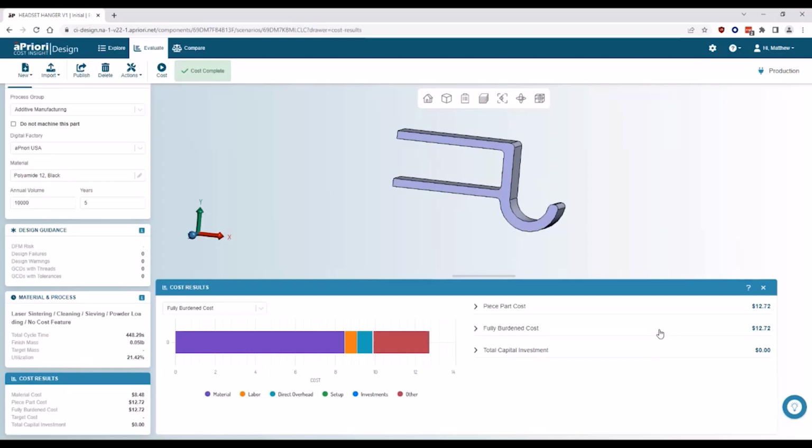That being said, though, $12.72 is still very high compared to our ideal target cost of $5. So we're starting from a point way above that target cost, which indicates we need to do some more work to get to a design iteration that works and fits all of our criteria.